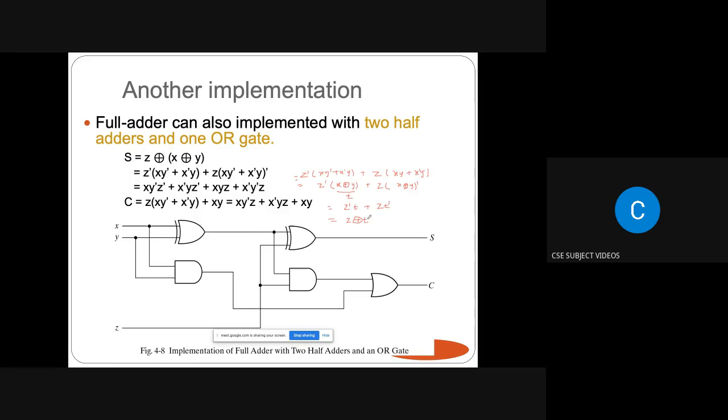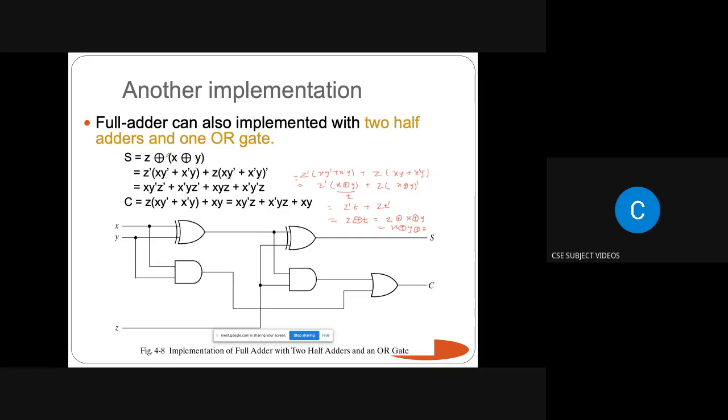So what is t? t is x XOR y. So we can write z XOR, replacing this t with x XOR y, z XOR (x XOR y). So we can write x XOR y XOR z. So this is the way we have derived this expression. So this is a simplified Boolean expression.